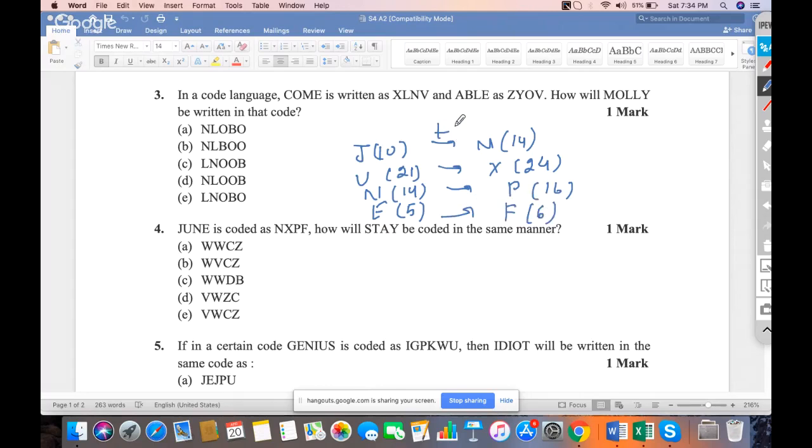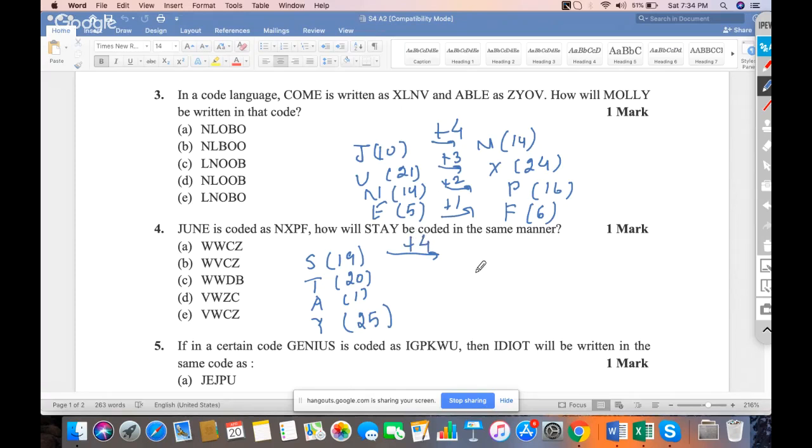So what do I get? I get plus 4, plus 3, plus 2, plus 1. Similarly, I'll do here STAY. So STAY would be S is 19, T is 20, A is 1, and Y is 25. So this will be plus 4.